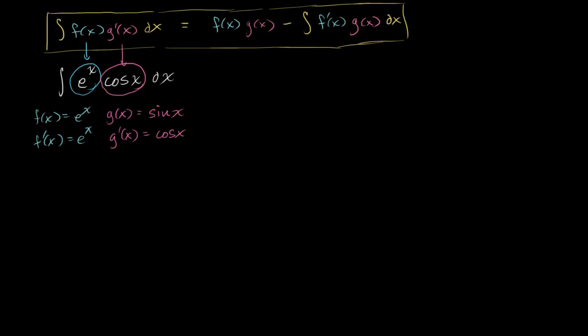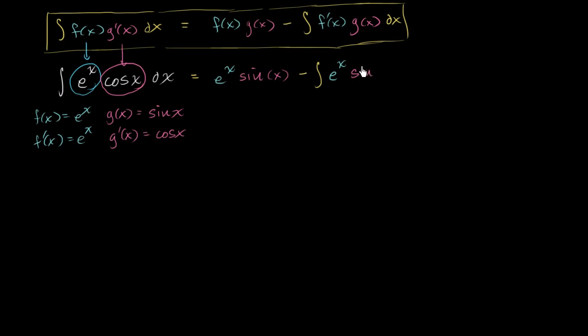This whole thing will be equal to f of x times g of x. So this is e to the x times sine of x, minus the antiderivative of f prime of x. Well, f prime of x is e to the x. So it's going to be e to the x times g of x, which is sine of x.